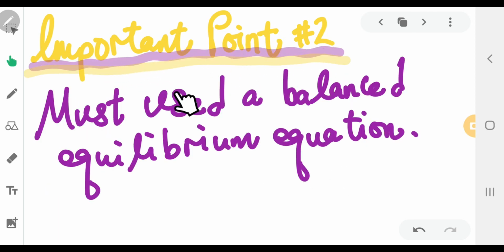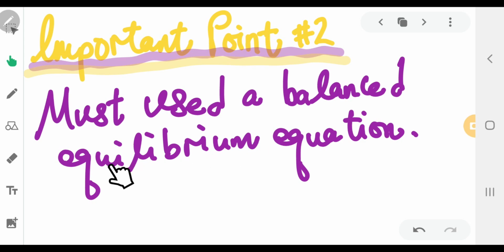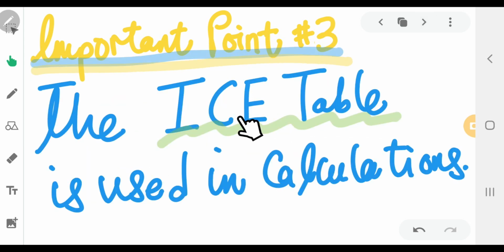Important point number two, you must always use a balanced equilibrium equation. Without a balanced equilibrium equation, you cannot write the correct KSP expression. And the next important point that you need to remember: we will be using the ICE table to calculate the molar solubility or to get the value of KSP. Remember, because we are dealing with an equilibrium equation, the ICE table will be essential.